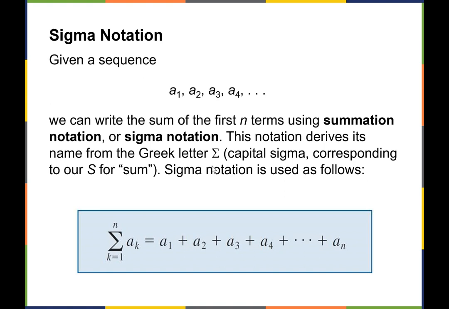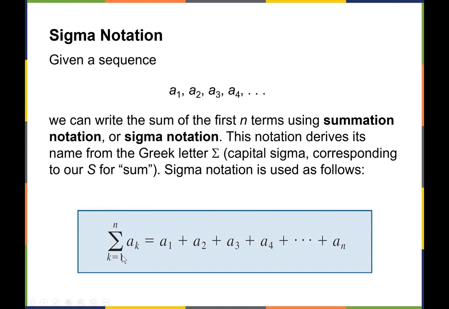Before we jump in with this, we're going to practice a little bit with sigma notation. This is a way of writing sequences. If we have a sequence a1, a2, a3, the index or the little subscript is the way we note the term in the sequence. So a sub 1 means the first term, a sub 2 means it's the second term, and so forth. We can write out the sum of the first n terms using summation notation or sigma notation. This notation derives its name from the Greek letter sigma, which is that capital symbol right there, and we use it as follows.